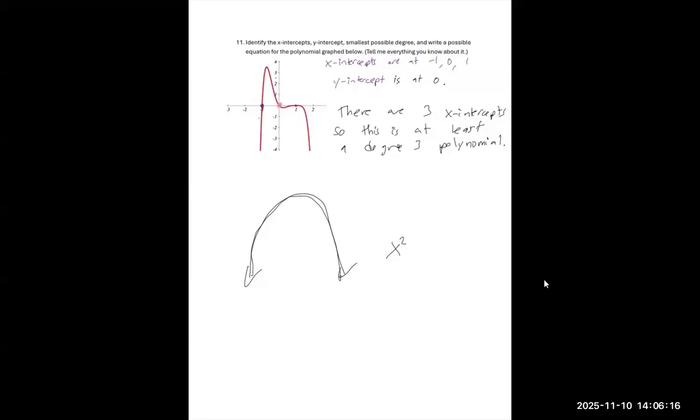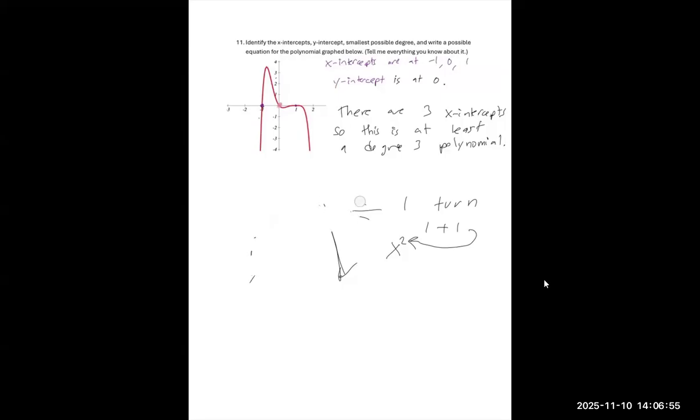So actually, for every turn that a function has, it adds 1 to the degree of the polynomial. You just count the number of turns and then you add 1, and that's the smallest possible degree of the polynomial. In this picture, there is 1 turn. So if I add 1 to that, then that will be the least degree polynomial that picture could possibly be.